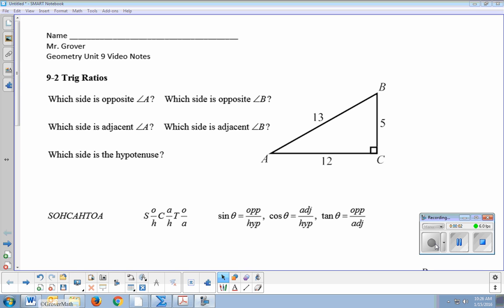Geometry, Unit 9, Section 2, Trig Ratios. So the previous chapter was trigonometry, but it was really just an introduction to trigonometry with stuff with right triangles.